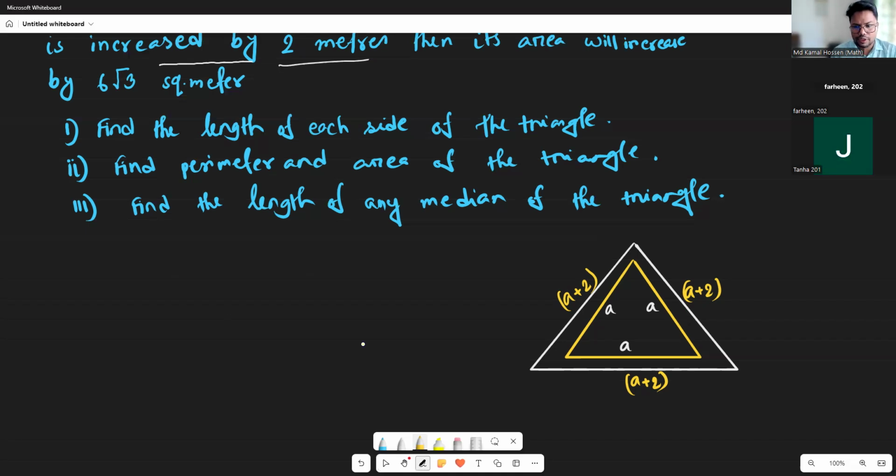Now, area of the triangle. Which triangle area will be greater? White color triangle or this yellow color triangle? Which triangle area will be greater? White color. Why? The length is increased by 2 meters. Yes, its length is increased. Whenever length is increased, definitely area or perimeter must be increased.